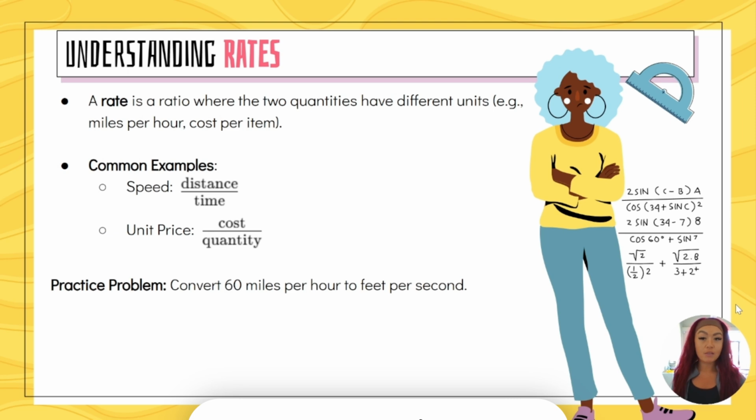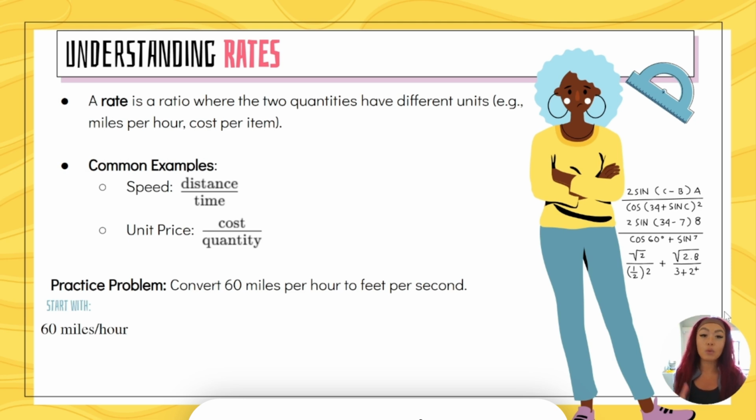Moving on to rates. A rate is a ratio where the 2 quantities have different units. So for example, miles per hour or the cost per item. Some common examples that you'll see in the word problems on the SAT are speed, which is distance over time, and unit price, which is cost over quantity. So let's take a look at an example.